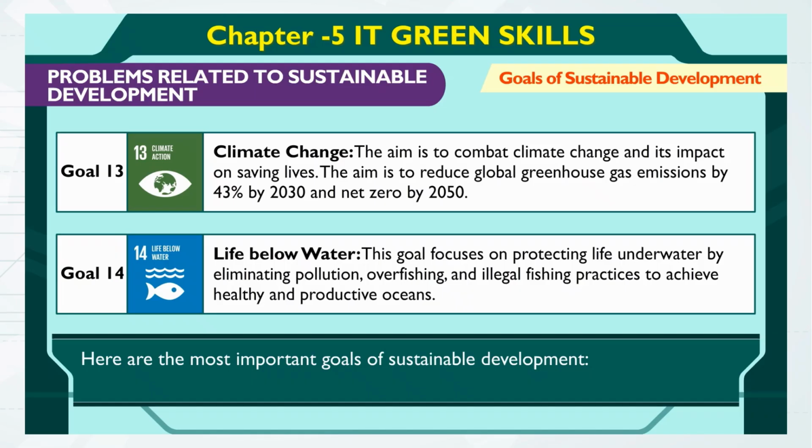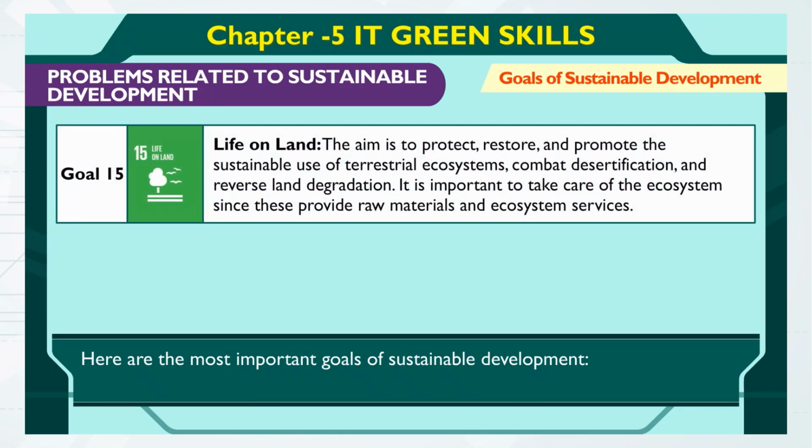Goal 14. Life below water. This goal focuses on protecting life underwater by eliminating pollution, overfishing and illegal fishing practices to achieve healthy and productive oceans. Goal 15. Life on land. The aim is to protect, restore and promote the sustainable use of terrestrial ecosystems, combat desertification and reverse land degradation. It is important to take care of the ecosystem since these provide raw materials and ecosystem services.